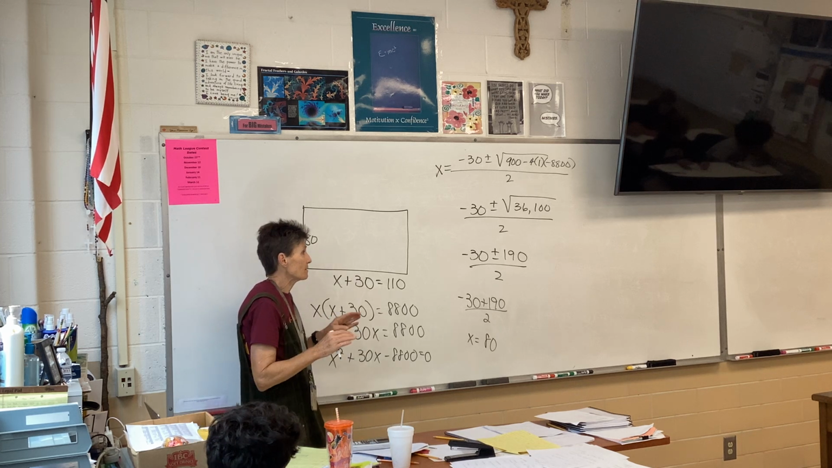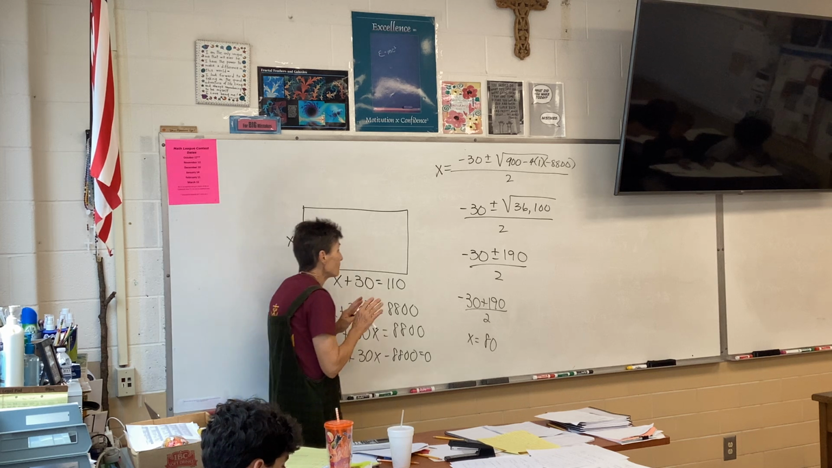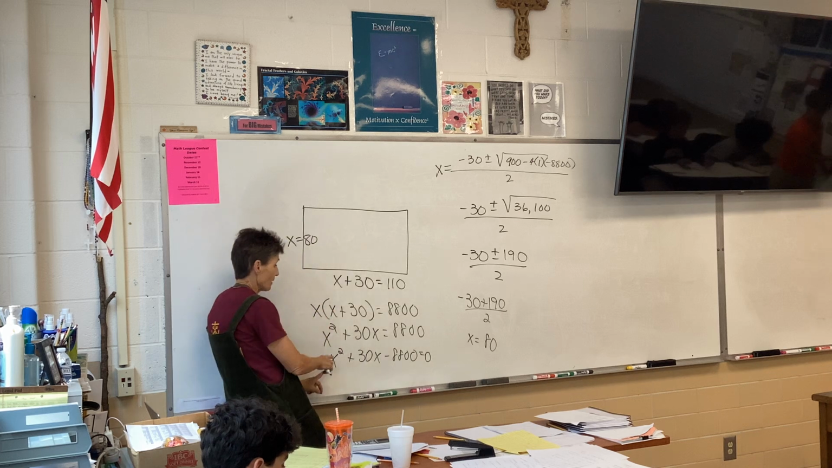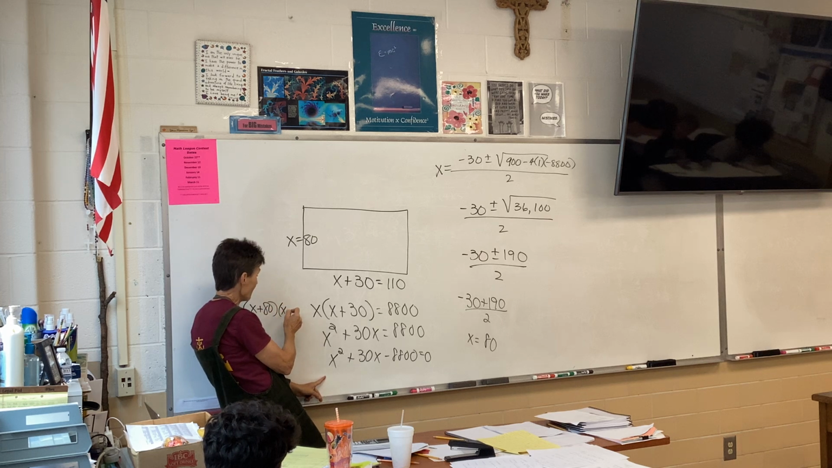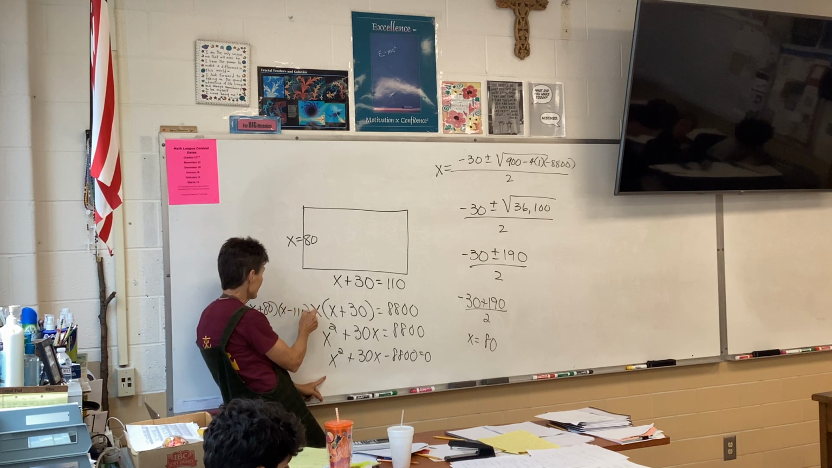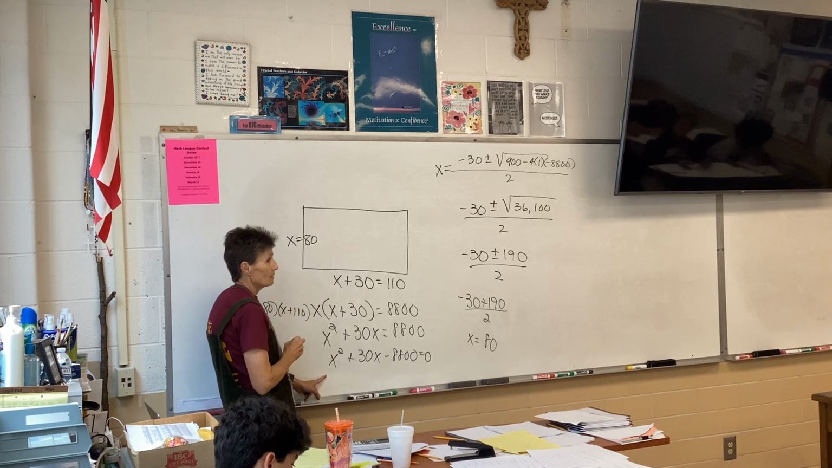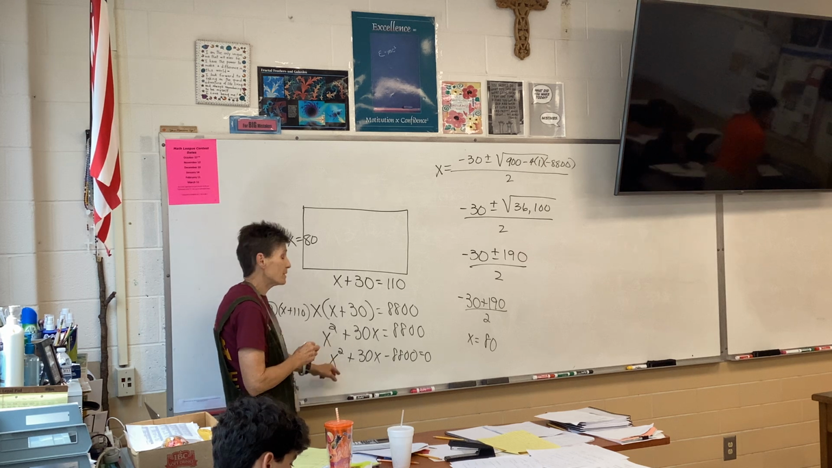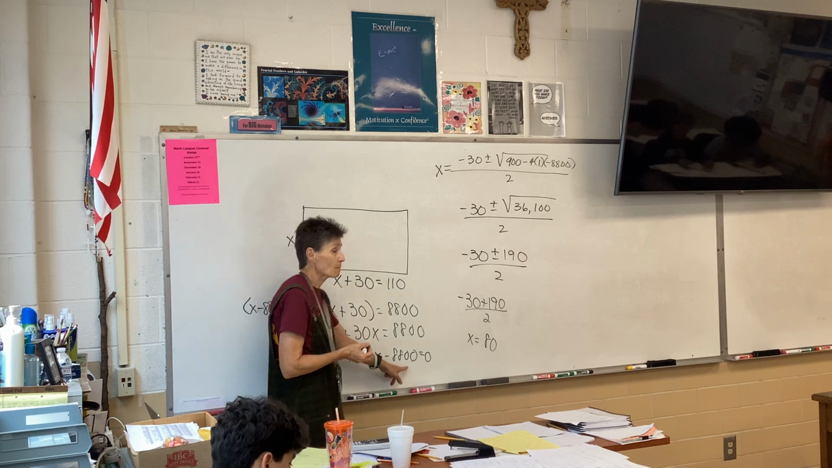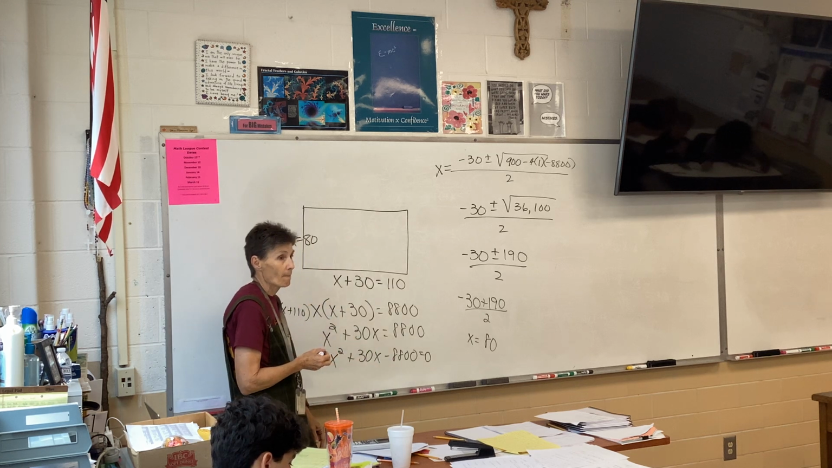Now, someone said there has to be an easier way to do it, and there is. If you're into factoring, this factors into x plus 80 times x minus 110. But if you didn't see that factoring, because that's a pretty big number, then that's fine to do.